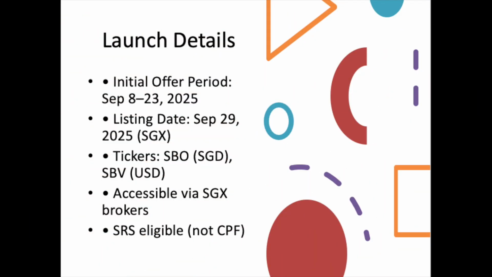Right, some logistics. The initial offer period, the IOP, runs from September 8th to 23rd, 2025. It's set to list on the Singapore Exchange, the SGX, on September 29th, 2025. You'd typically access it through brokers that offer SGX trading. The tickers are SBO for the SGD class and SBV for the USD class. Okay, SBO for Singapore dollar, SBV for US dollar.